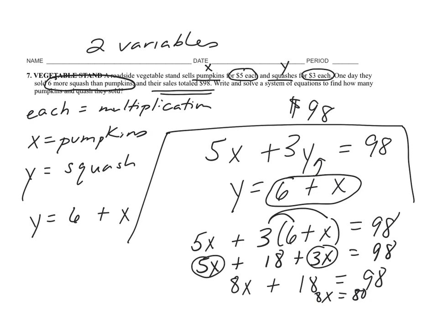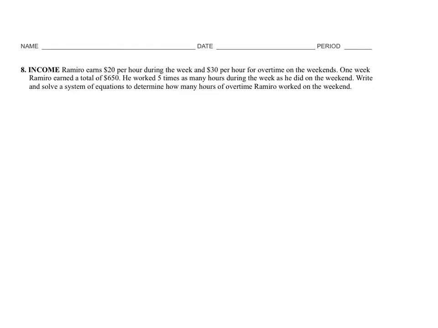And so if I have 8x equals 80, how do I get what x is? So x should equal 10. And so if there was 6 more squash than pumpkins, how many squash did you have? Yeah. So, well then hopefully it's easier.